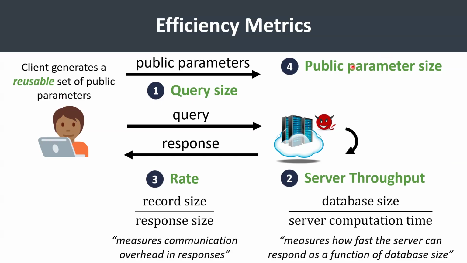The reason that we decouple the public parameter size from the query size is because the public parameters only have to be transmitted once. So if the client is making many queries, let's say one query every day, it only has to send its public key once. Like when it logs into the system, it sends over the public key. And thereafter, the server can just look up the public key. It does not have to be communicated with every single query.